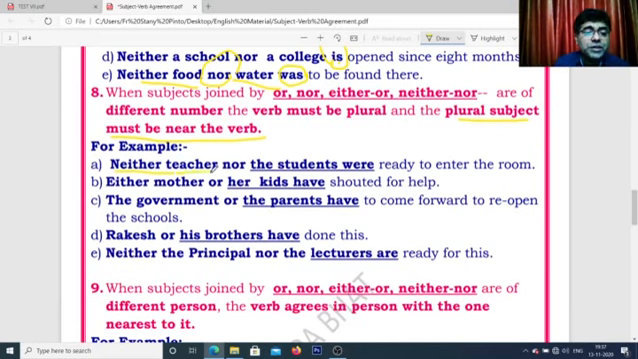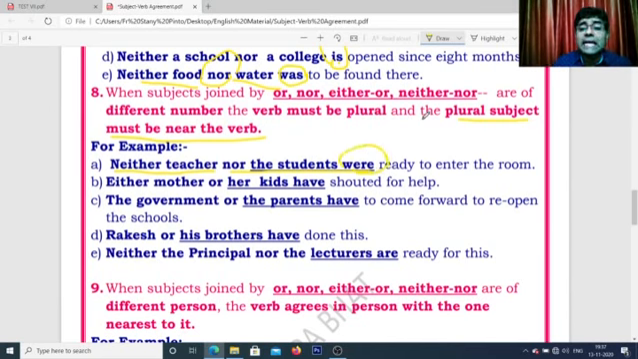Neither teacher nor the students were ready to enter the room. What is this? When subjects joined by either, or, neither, nor are of different number. Now look at here. Neither teacher. So what is the number here? One, singular. Nor the students. Now here the number is plural. In that case, the verb must be plural.